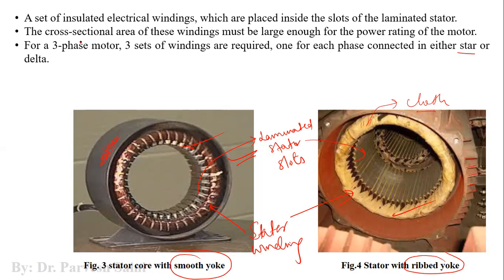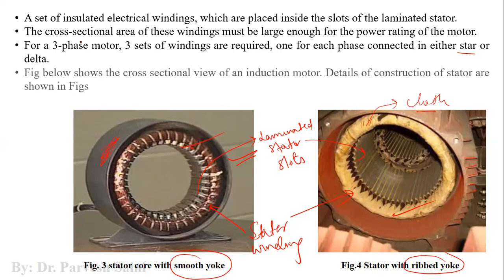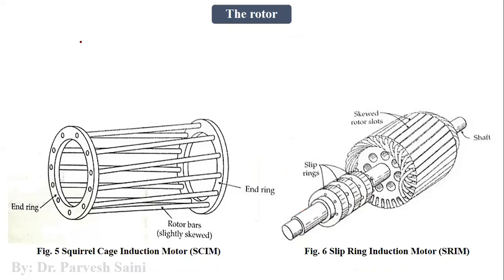So because it is a three-phase motor, it needs three-phase supply. As far as three-phase supply is concerned, we have this three-phase star connection, we have three-phase delta connection. These are the views of the stator. Now let us come to the rotor part.